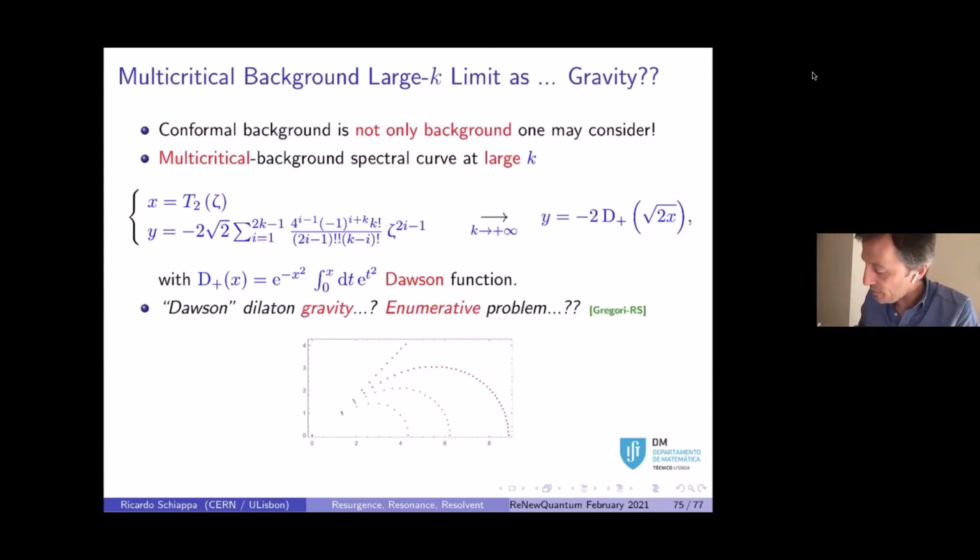So here's a bunch. These are the finite k singularities that I already showed you. Well, I'm just showing you the first quadrant. And those are the Dawson singularities. So that's certainly non-perturbative, non-trivial.